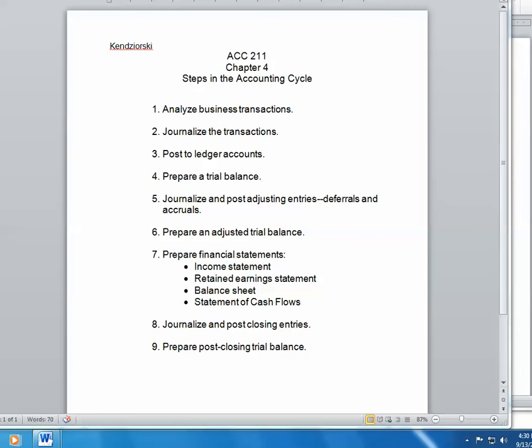Some accounts need to be adjusted in order to be sure that the revenues and the expenses are in the right time period. We want to make sure we get a good cutoff at the end of our time period.